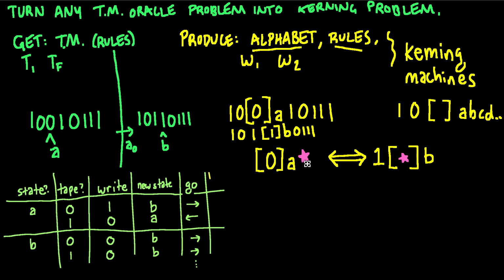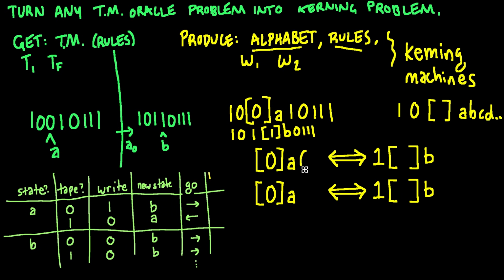Now this pink asterisk here is made up, and I can't do that. I don't allow for wildcards in the Kerning problem, but there are only two things that could appear there, a 1 and a 0. So what we can do is just take this rule and make a second copy of it. I'll make two versions, one for the case where there was a 0, and one for the case where there was a 1. And then I can preserve that symbol. So each rule in the Turing machine's table will become two rules over here. And in this particular case, because the symbol to the right is a 1, I would have used this version of the rule.